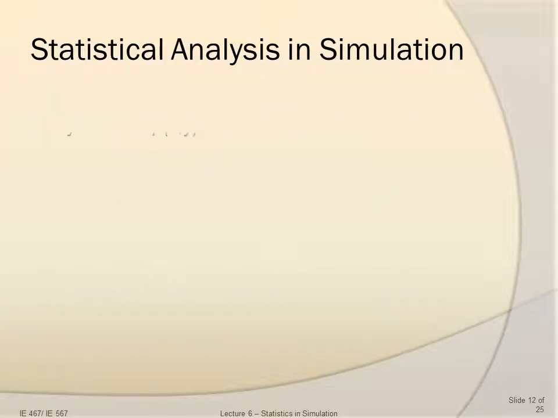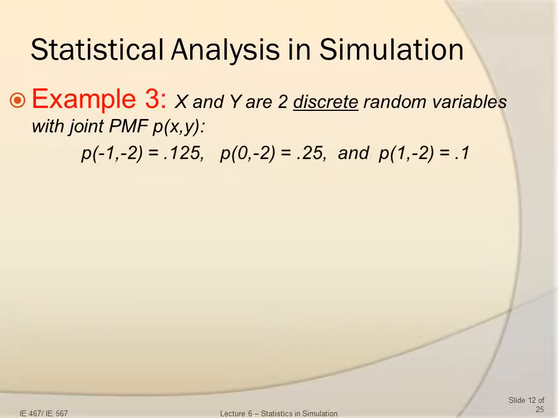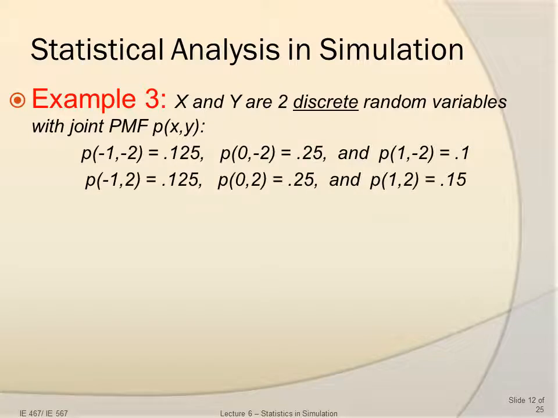So let's take a look here at this example where we will apply some of these ideas. In this case, we have X and Y that are two discrete random variables with a joint probability mass function. Because it's a joint probability mass function, it has two values, the value for X and the value for Y. So this is the first row and this is the second row. These two rows define the joint probability mass function for X and Y.